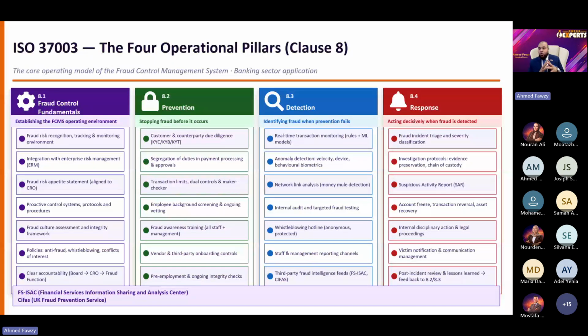And remember, in DORA, I think we have discussed this in our webinar before, one of the 5 pillars of DORA is that you have to make a great check for what we call third-party risk management, because a lot of issues can happen from your third parties. Pre-employment and ongoing integrity checks.